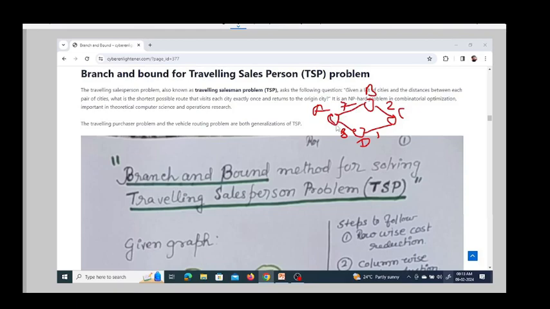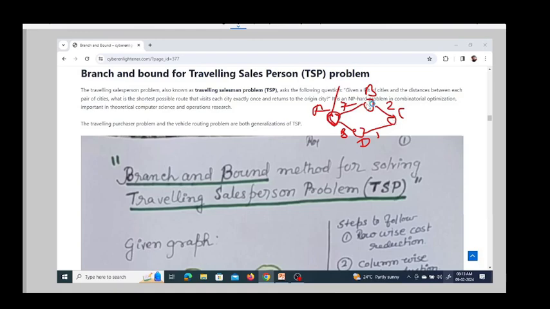So he can start from this city. If nothing is mentioned, he can start from any city. Source city. He has to reach some destination city. And then he has to come back to his own city. Actually, he should start from the same city and he should come back. So only the starting city should be repeated one time. None of the other cities should be repeated more than once.